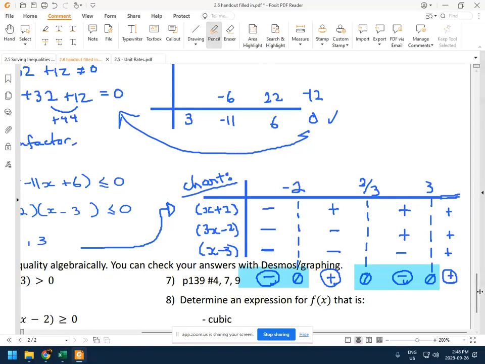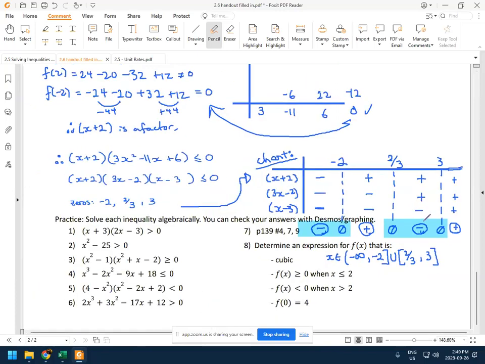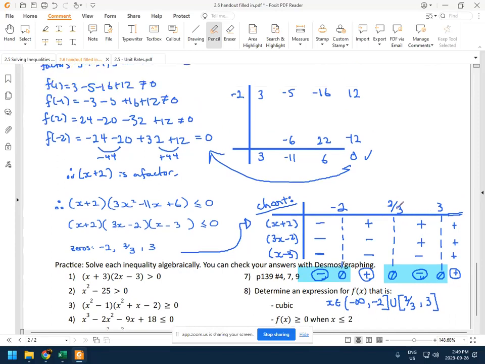So sorry for being all over the place, but the answer to this would be, so that would be less than 0 when the intervals are negative infinity to negative 2, union 2 over 3 all the way to 3, and that's it. So once again, what does that mean? It means from negative infinity to negative 2, it makes this function less than 0. And then 2/3 to 3, it makes this function less than or equal to 0. But that's not the original question.